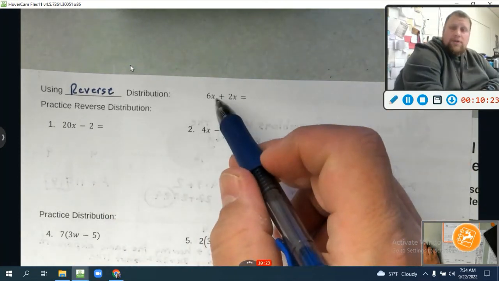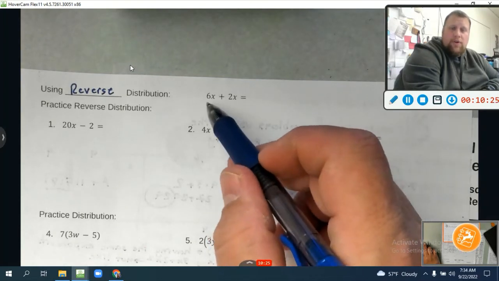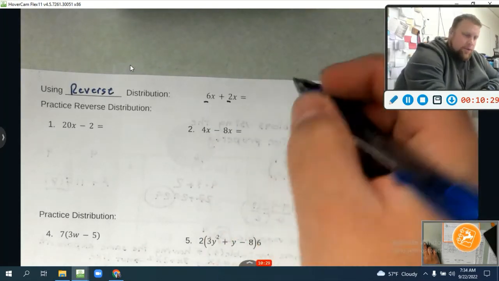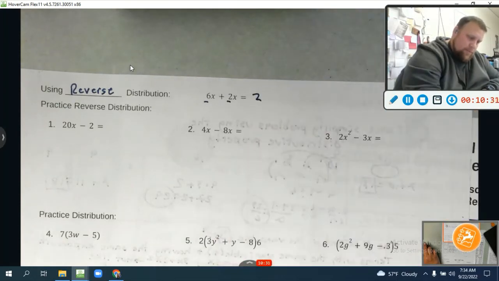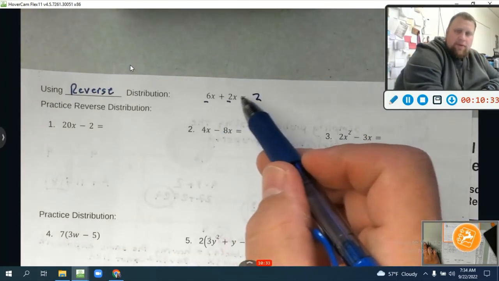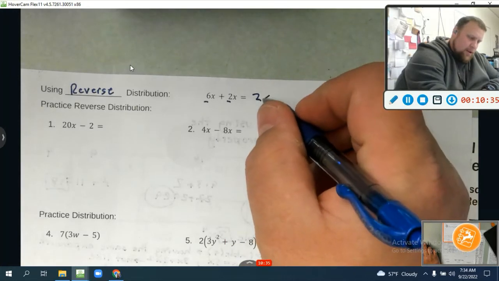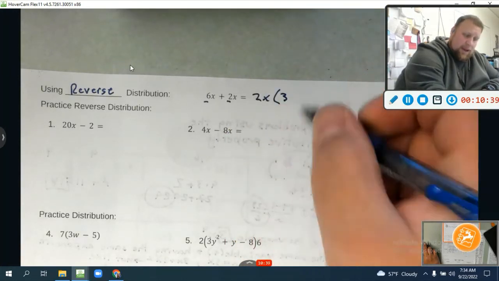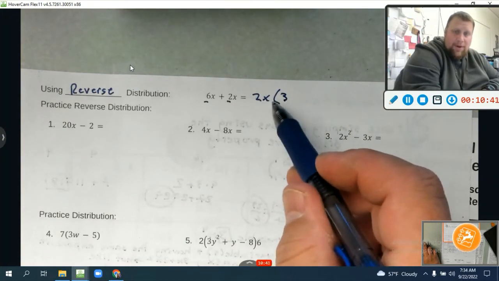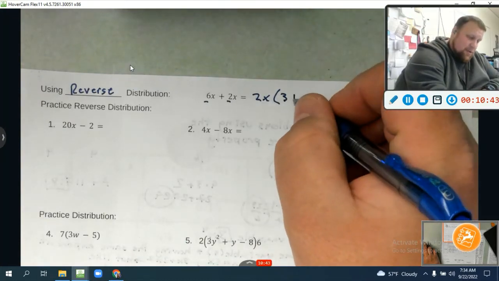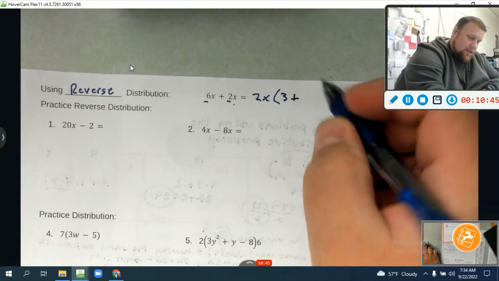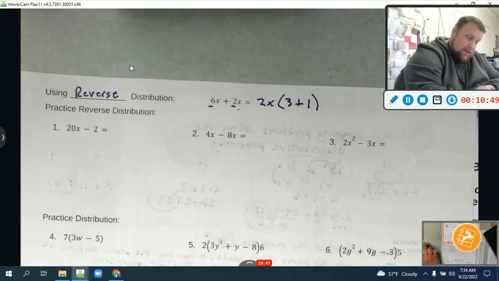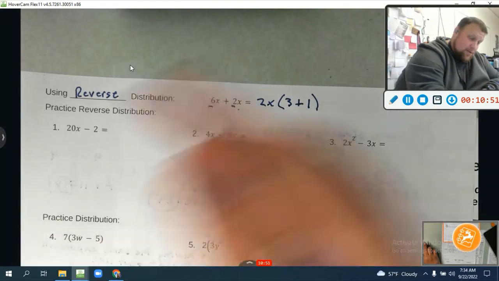When I reverse distribute, I say what goes into both of these. First I look at the coefficients, 6 and 2. What number goes into both 6 and 2? Well, 2 does, so I'm going to pull a 2 out. Look at the variables. Do they have a variable in common? X. So I'm going to pull an x out. And check this out: 6x divided by 2x just leaves me with 3. How do I know that? Well, 3 times 2x is 6x, and there's a plus in the middle. 2x divided by 2x is just 1. So I'm left with 2x times (3 plus 1).